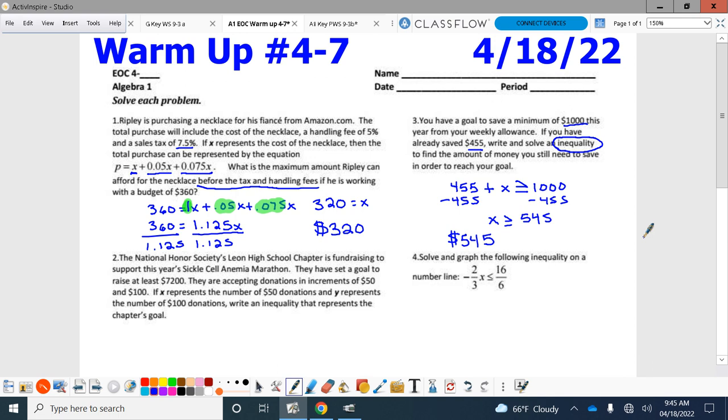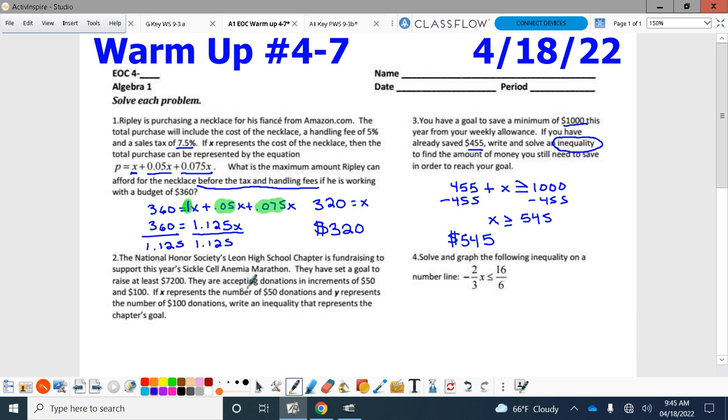Any questions, concerns, anything about it? For the next one, it says the National Honor Society's Leon High School chapter is fundraising to support this year's sickle cell anemia marathon. They have set a goal to raise at least $7,200. They are accepting donations in increments of $50 and $100.